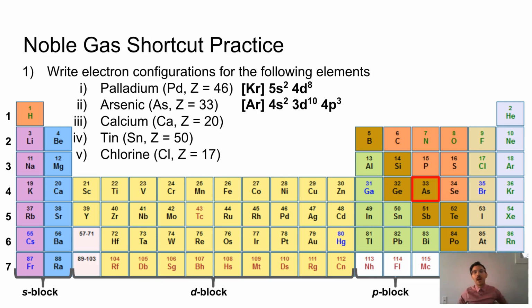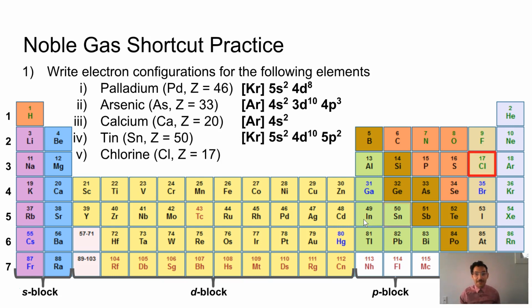Cool. Sick. Let's go through those together now. Calcium is here. So our previous noble gas is again going to be argon, and we're just going to fill up our 4s2 after argon. Tin, I do down here, atomic number 50. My previous noble gas is krypton. And so after krypton, I'll fill up the 5s2, the 4d10, and then I'll put 2 electrons into my 5p.